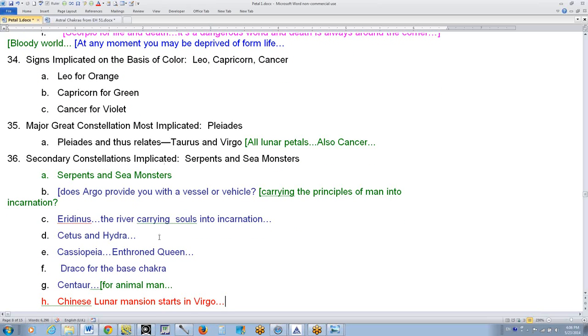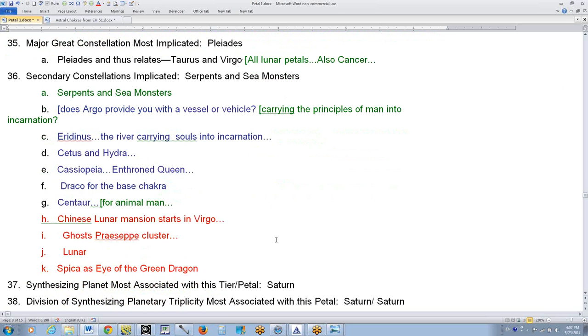It's a constellation in Leo, and it spans many signs, and it has to do with the primitive unity of the physical nature and its inimical relationship with higher principles. Cassiopeia, the enthroned queen, matter is on the throne. Draco connected to the base chakra, the centaur for animal man.